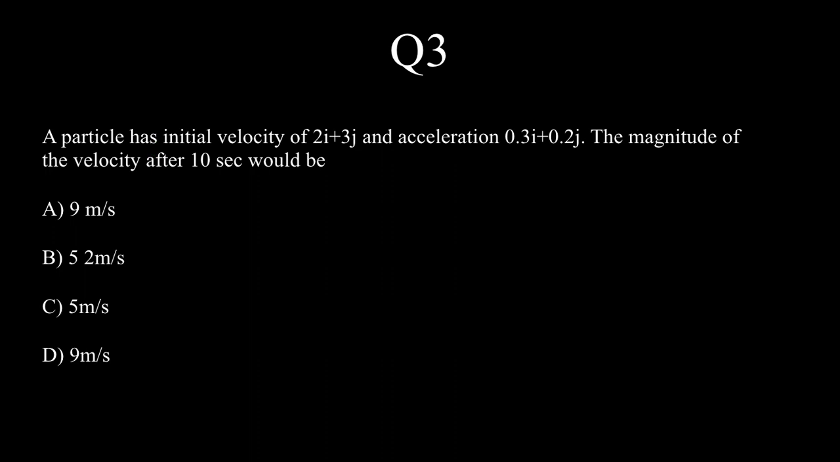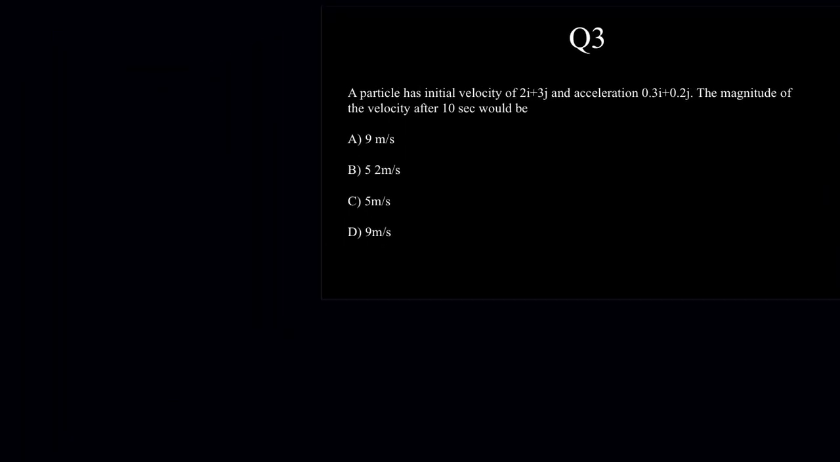A particle has initial velocity of 2i plus 3j and acceleration of 0.3i plus 0.2j. The magnitude of velocity after 10 seconds would be. So this is a very typical application of equations of motion, but the only difference is that we've been given the vector notation instead of the direct values. So just to make sure that students get the concept clear, I'll write down the question in the form of vector notation.